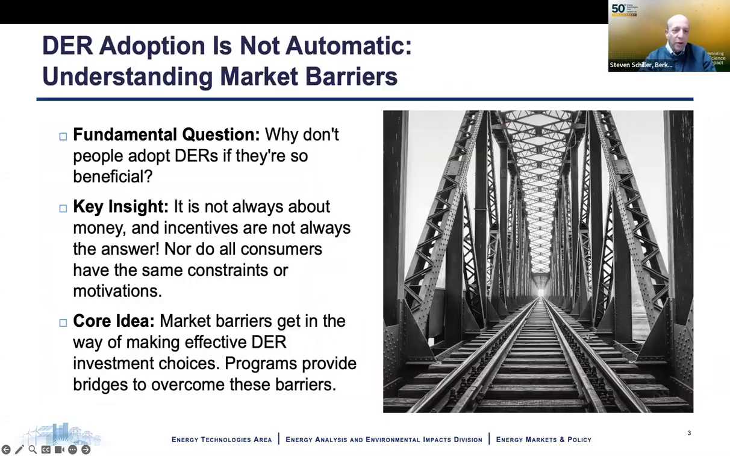So, fundamental question here. If these DERs are so cool and wonderful and beneficial, why doesn't everybody just do that? The insight associated with that is that it's not always about money. It's not always about clear benefits, and incentives are not always just the answer. The core concept here, and why we have programs, is that there are market barriers. These barriers get in the way of making effective DER investment choices. And so what the programs do is provide the bridges to overcome those barriers.